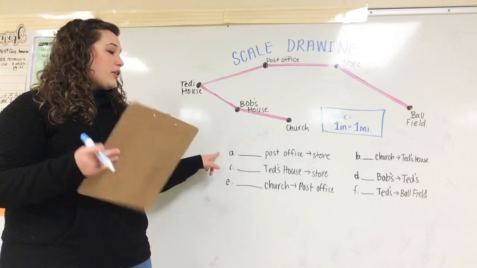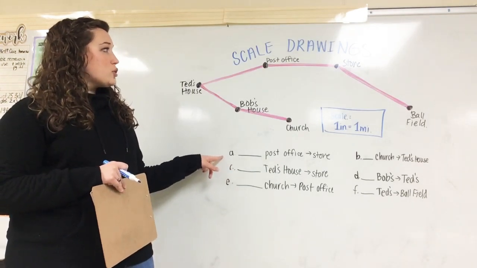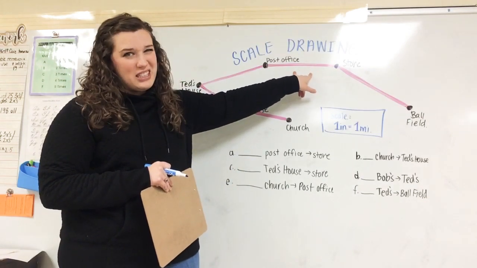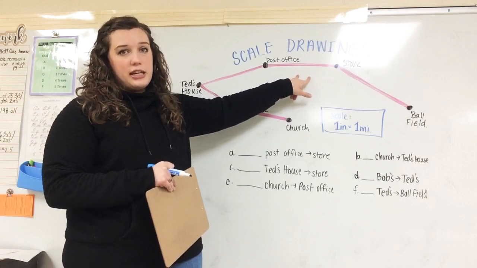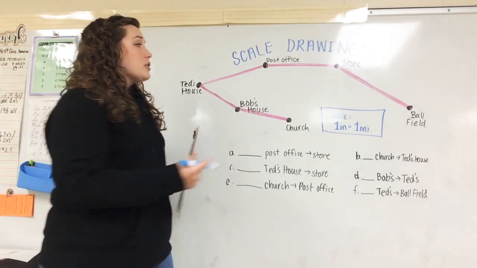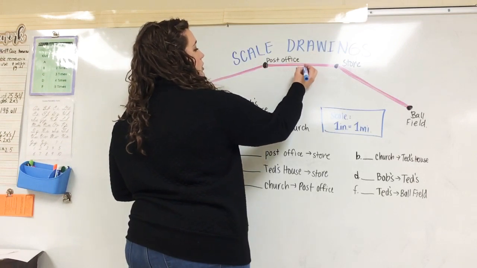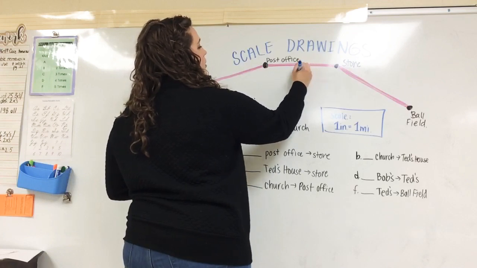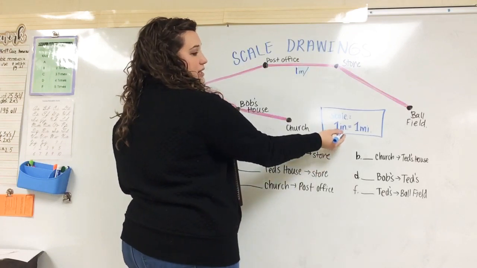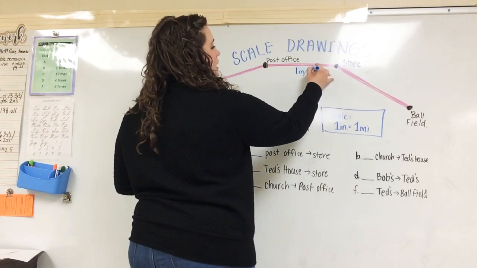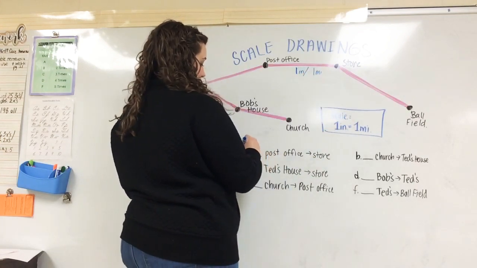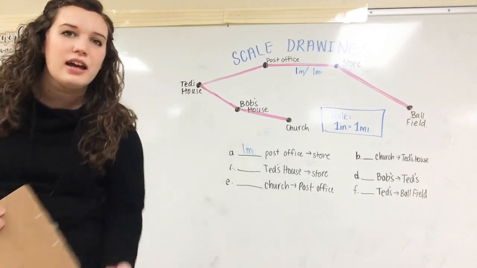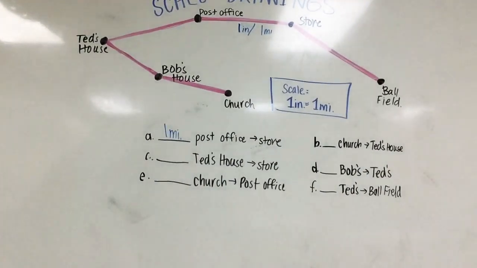So letter A, they want to know how far is it from the post office to the store. Now if you were to get out your ruler and measure that line on your page, my board is different because I have it bigger, but if you have your ruler, go ahead and do that right now. It is going to be 1 inch, okay? 1 inch from the post office to the store. Now we know that 1 inch on this scale equals how much? A mile. So it is actually 1 mile from the post office to the store. Okay, 1 mile. You can go ahead and fill this in. Can you see that? Is that far enough? Let me scoot it in a little bit closer. I'd rather you see this than me.